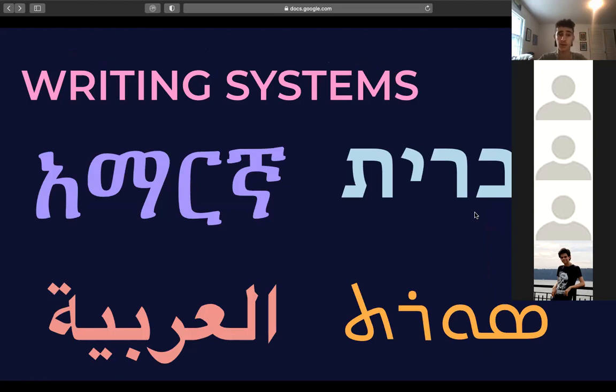All Semitic scripts are written from right to left, except Ge'ez, which is the script Amharic is written in, at the top left here, Cuneiform, and Babylonian. Those are all written from left to right like English.